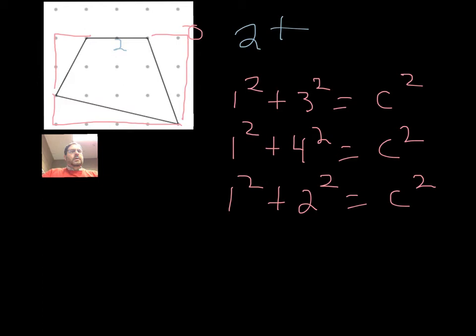We have 1 squared plus 3 squared equals c squared. That is this triangle right here. We have 1 squared plus 4 squared equals c squared. That is the bottom triangle right here. And then we have 1 squared plus 2 squared. That is the triangle on the left.